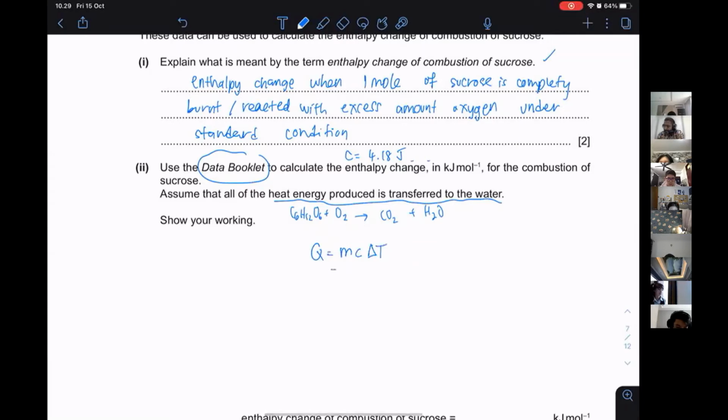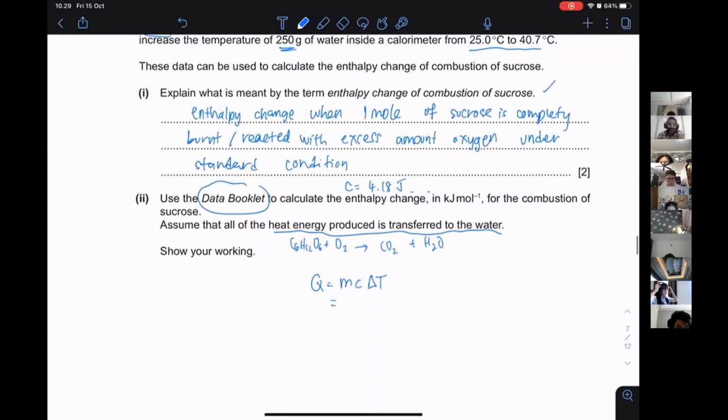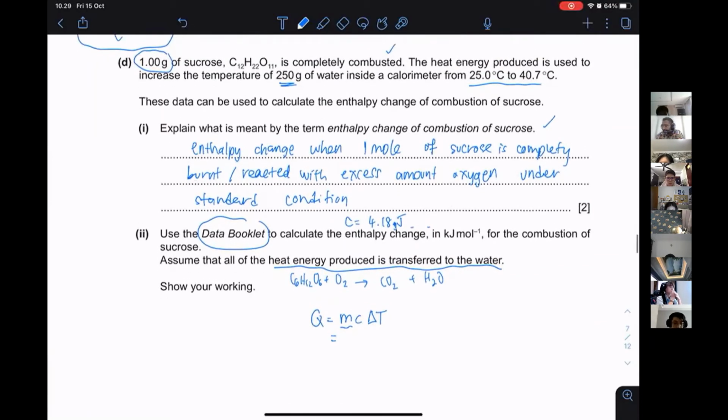The mass that I will use, do remember, unlike physics, we do not need to change this into kilograms. If you are using 4.18, because of the unit, it has to do with grams, so the mass is also in grams for chemistry. So straight away use 250 grams.